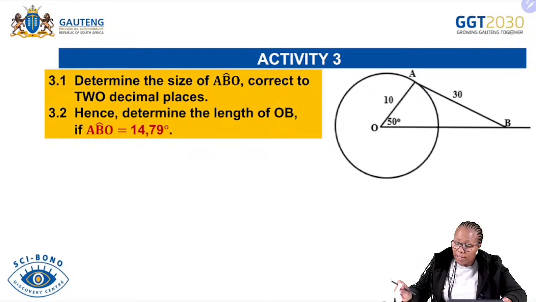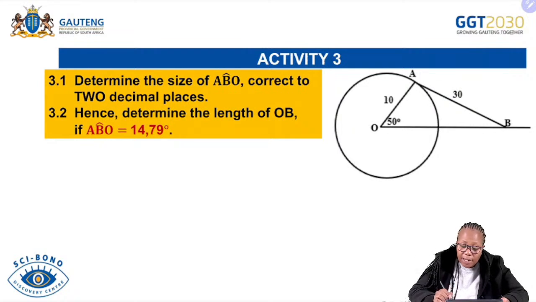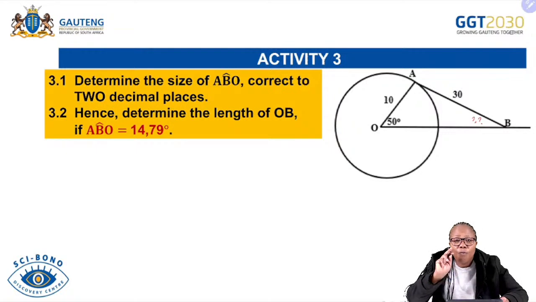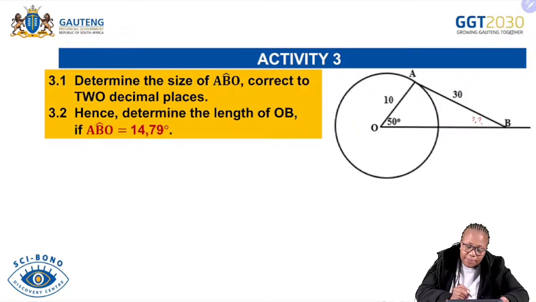Okay, now let's look at 3.1. Determine the size of angle ABO. Angle ABO. Look at that. We are looking at this angle here. ABO. And then look at what is given. We do not have 90 degrees because AB is not a tangent perpendicular to the radius. If that is the case, we deviate from 90 degrees. Look for something that you can apply. Let's check what is given to us. We are given two sides.